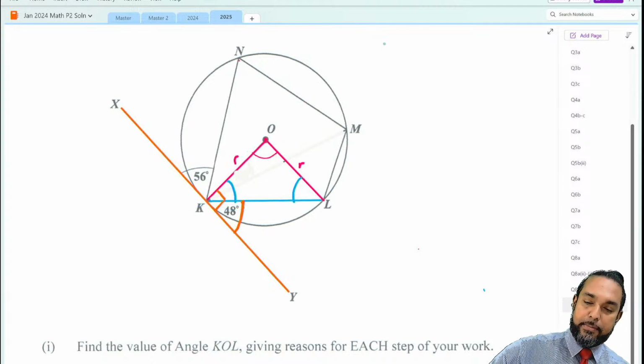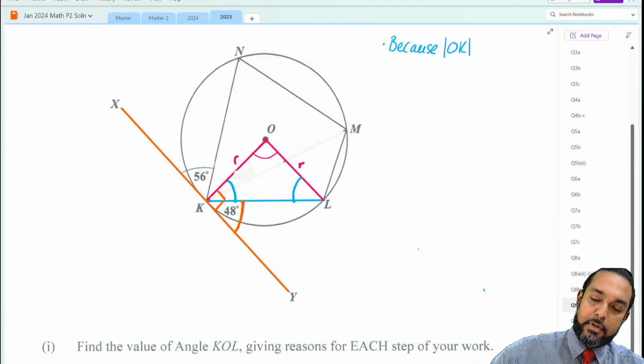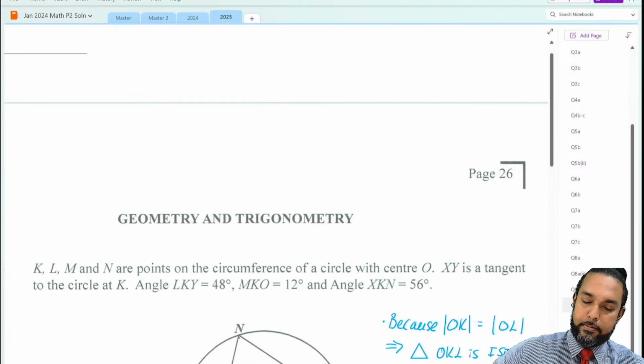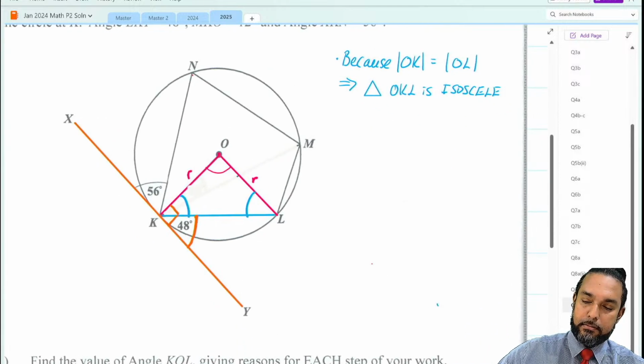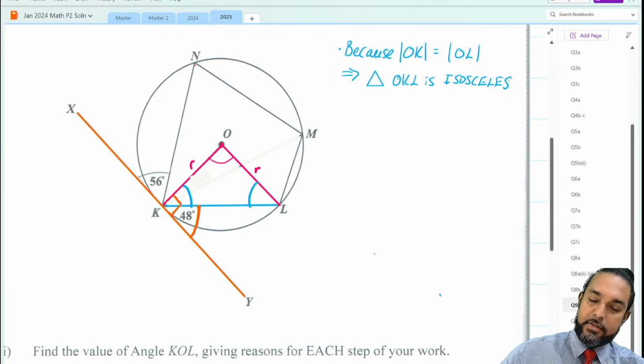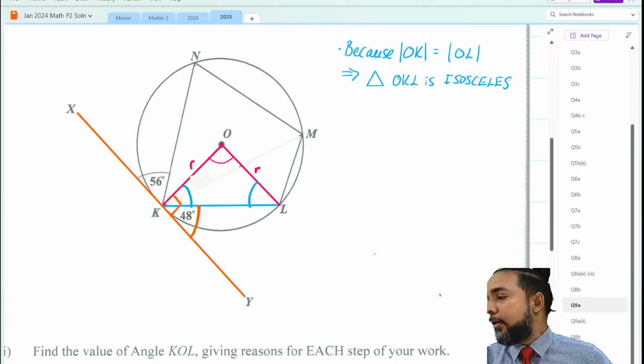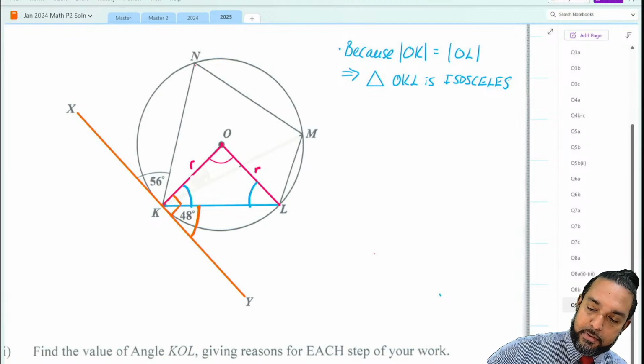So let's make some notes here. Because OK, as in the magnitude, is equal to OL, this implies that triangle OKL is isosceles. So we're okay with that piece there, because those are two radii in the same circle.